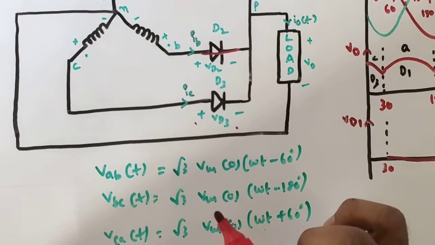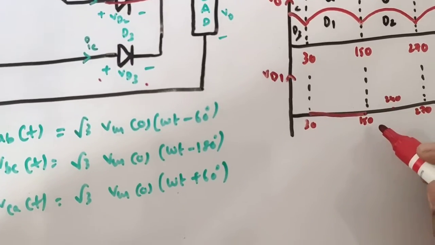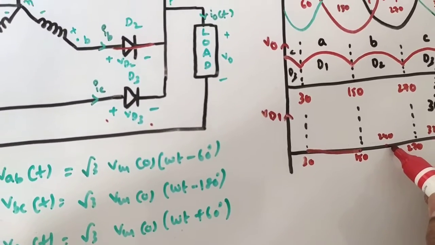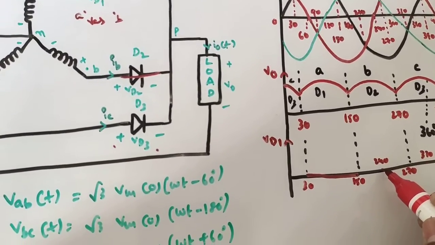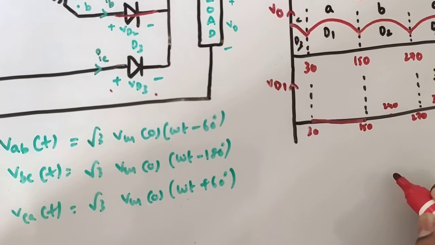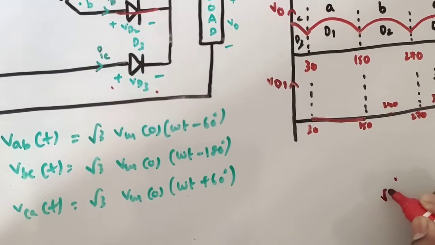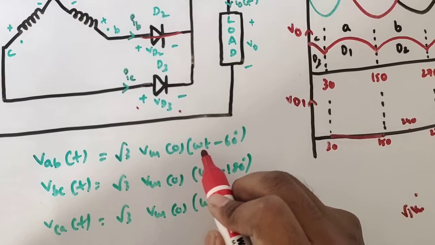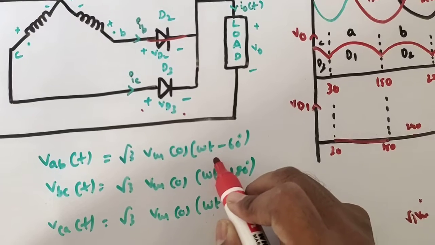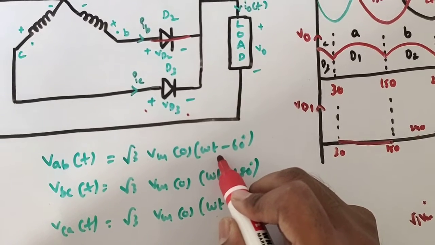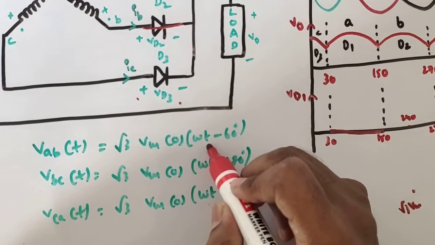Now what is going to happen? If I provide the value of omega t equal to 240 degrees, at omega t equal to 240 degrees I am going to get the value as root 3 times Vm. I request you to calculate this condition. At omega t equal to 240, 240 minus 60 is cos 180. Cos 180 is minus 1.